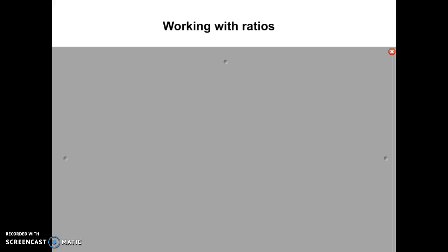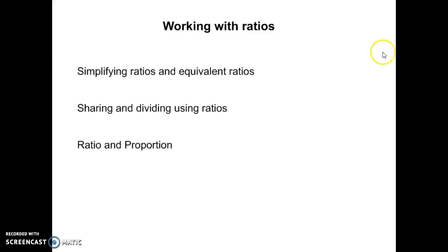Welcome to this GCSE Maths video on ratios. In the two videos that I've already made, I've covered equivalent ratios and simplifying ratios. I've also looked at sharing and dividing using ratios. So this particular video is going to focus on ratio and proportion.